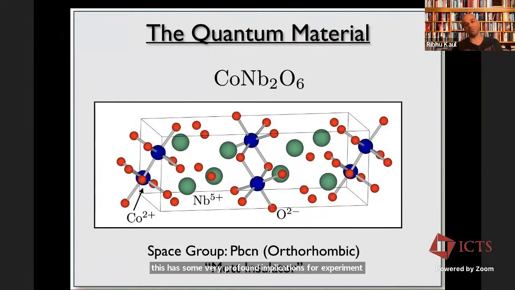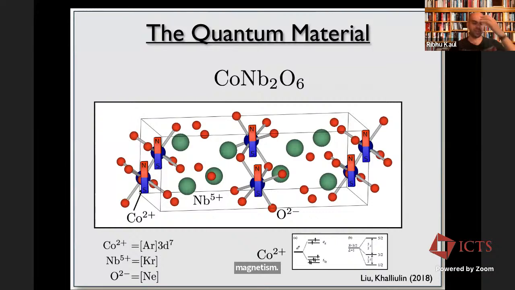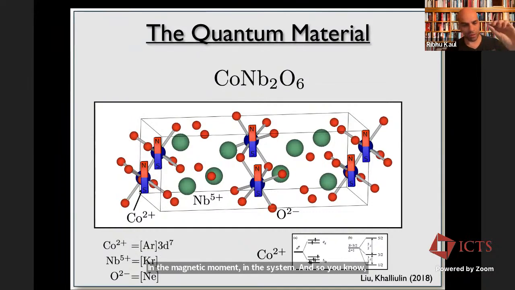Okay, so very briefly, this is the material that I'm going to talk about, cobalt niobate. It has an orthorhombic unit cell. It's a Mott insulator, and it's magnetic because of cobalt ions. The cobalt is in this 2+ state, where they have an odd number of electrons, it's 3d7, I believe. And so they have a Kramers degenerate ground state. And this is what results in the magnetic moment in the system. In some very simplistic way, you can think there's a small bar magnet on each cobalt atom.